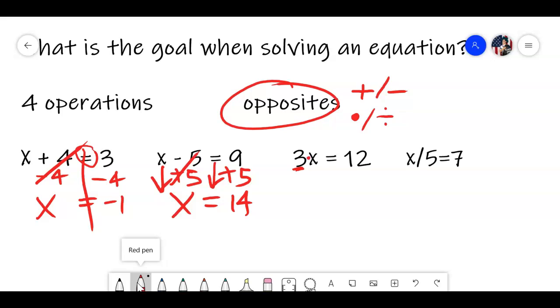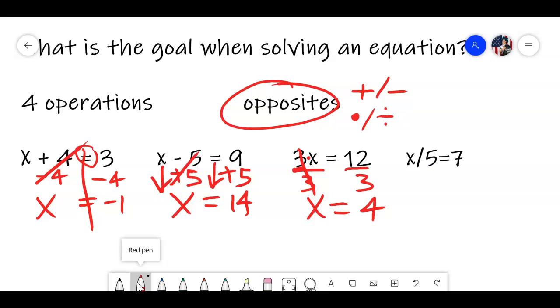So to get rid of that 3 times x, we're going to divide by 3, right? Do I just do it on one side? I do it on both sides, right? So when I divide, I'm going to get rid of that 3, cross it out. Life's good. Bring down x. What's 12 divided by 3? 4, okay? So we've seen 3 operations and their opposites.